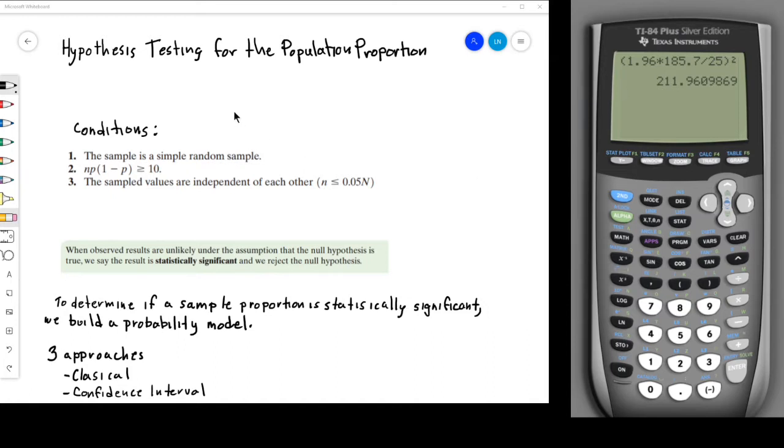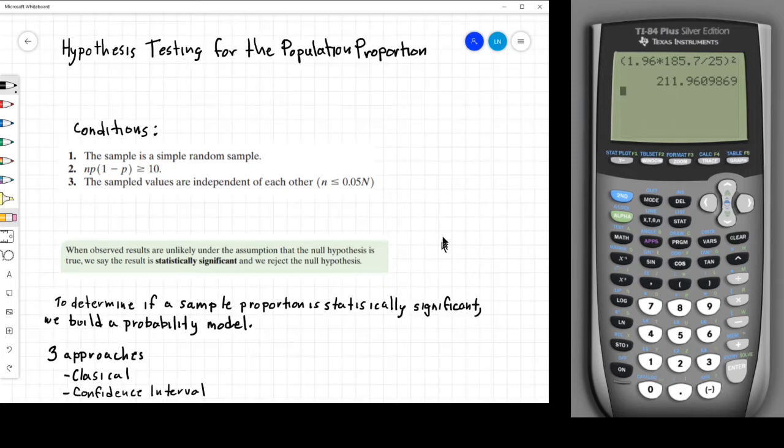Remember, anytime we're doing anything with the population proportion and we want to look at a probability distribution that's normal, we have to have some conditions met, right? The sample is a simple random sample. The condition for a large enough sample is n times p times 1 minus p is greater than or equal to 10. And then the sample values are independent of each other. That is the condition that the sample size is not too large. So the sample size is less than or equal to 5% of the population. So we will verify those conditions at the beginning of the first problem that we do.